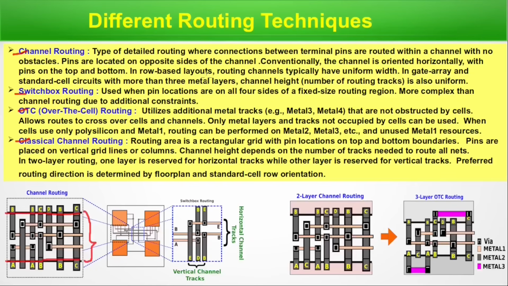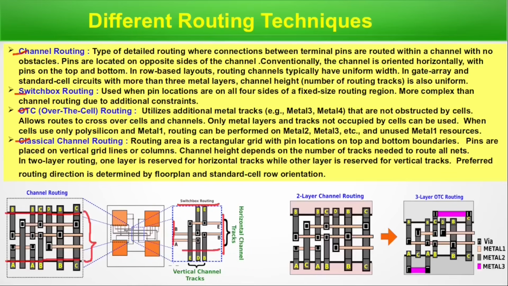In row-based layouts, routing channels typically have uniform width. In gate array and standard cell circuits with more than 3 metal layers, channel height, or number of routing tracks, is also uniform. Next is switchbox routing, used when pin locations are on all 4 sides of a fixed size routing region. So this is a fixed size routing region, and pin connections are on the 4 different sides, not on opposite top and bottom sides. So that is switchbox routing.